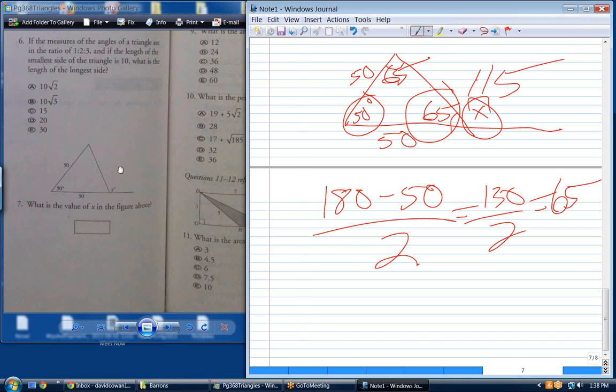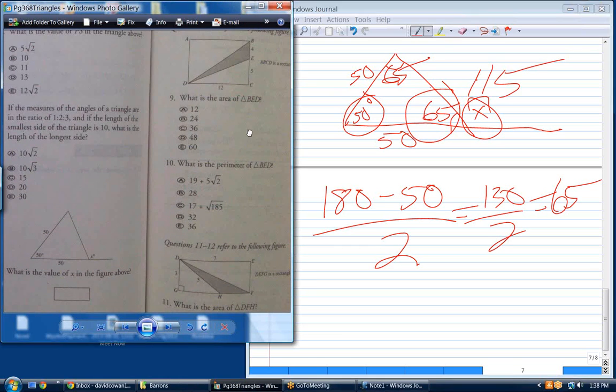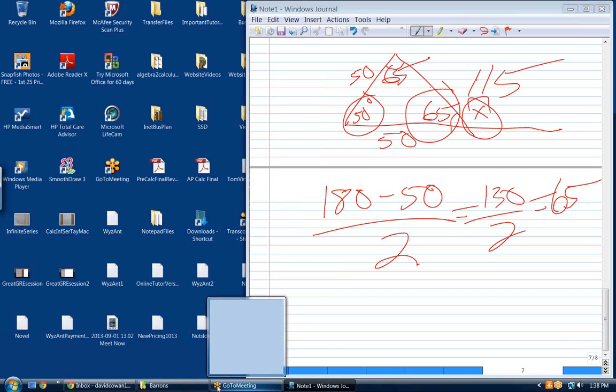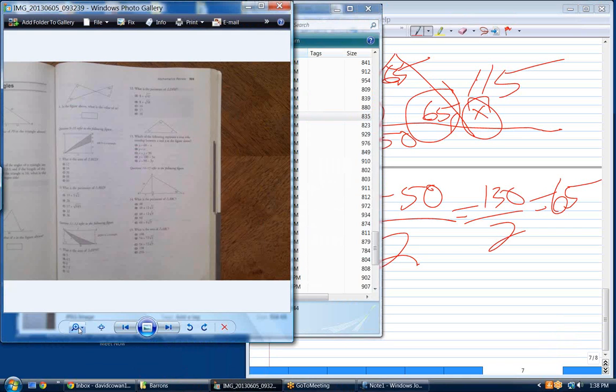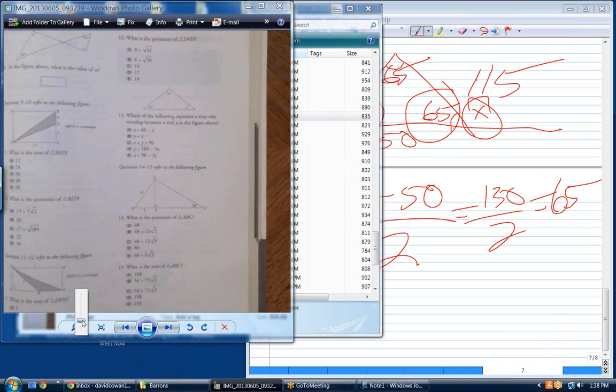Almost every one of these problems is a two-step problem. In other words, you have to figure out the first thing, which allows you to figure out the second thing.